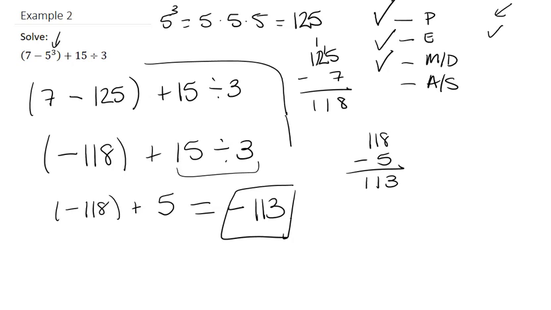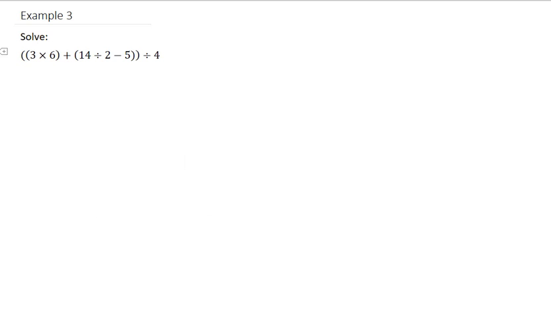Now let's do another example. Example 3, solve for the following. So once again, we can write this out to make sure we follow the steps. So we need to deal with the parentheses. And we see we have 2 parentheses and a larger parentheses. So what we need to do is first tackle each parentheses first. So let's deal with this one first.